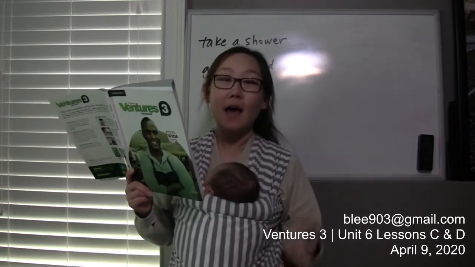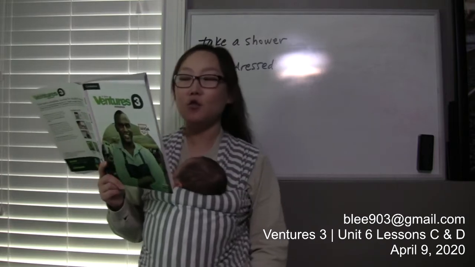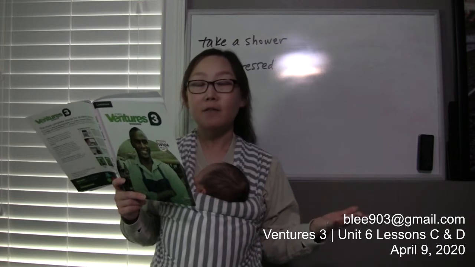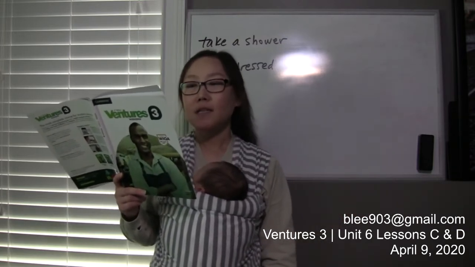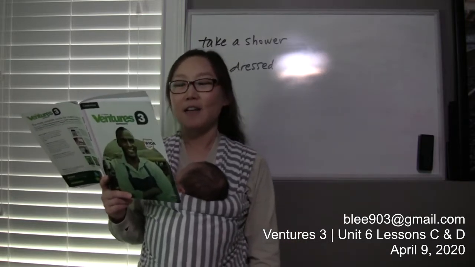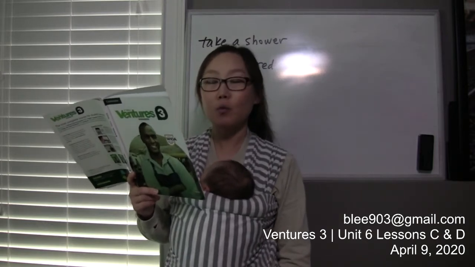Okay, so we can say after he gets dressed. So Manny eats breakfast after he gets dressed. Okay, so he gets dressed is the first activity and eats breakfast is the second activity. Okay, number 3, Manny works out after he eats breakfast. Okay, so eats breakfast is the first activity and works out is the second activity. Number 4, Manny takes a shower after he works out. Okay, so Manny takes a shower after he works out.